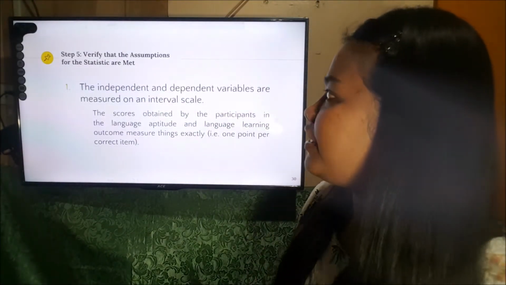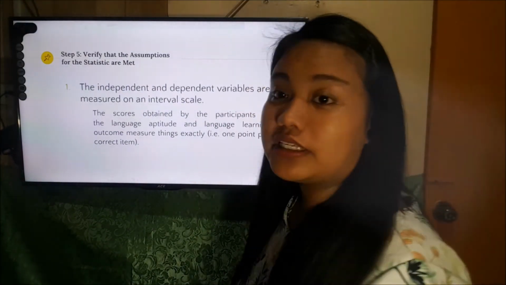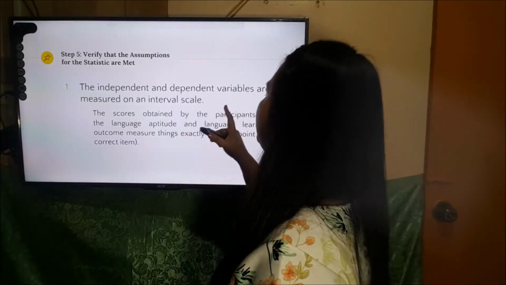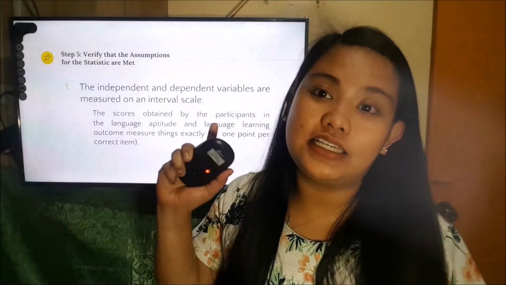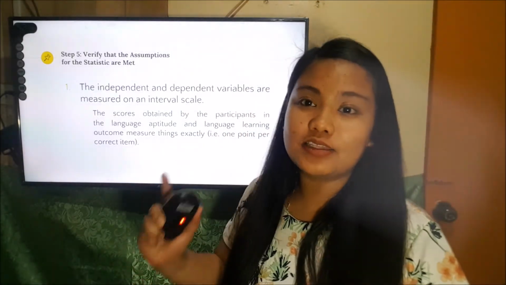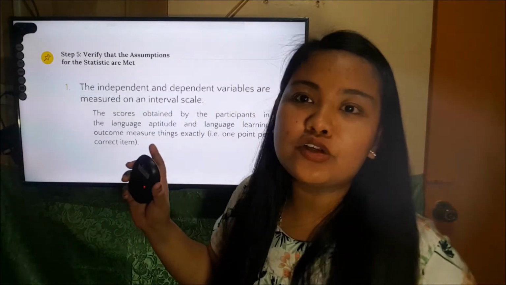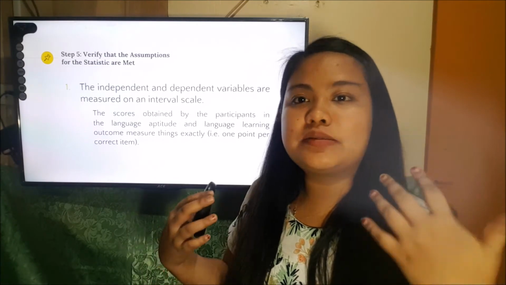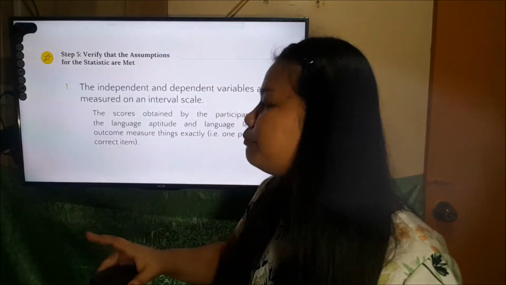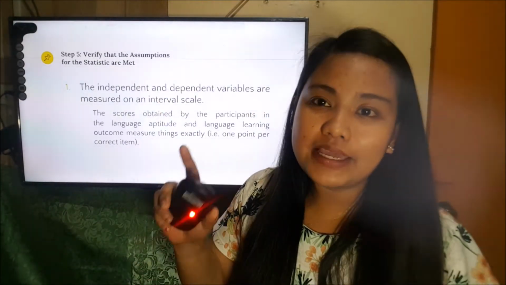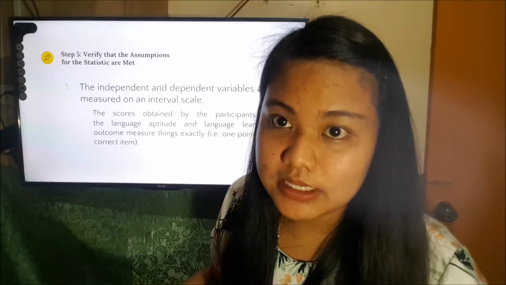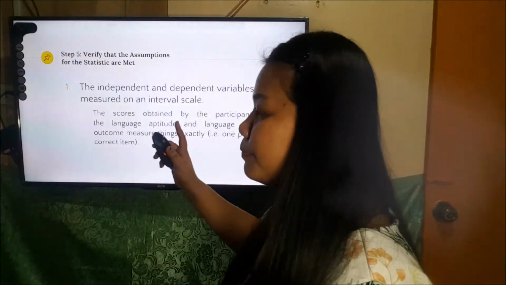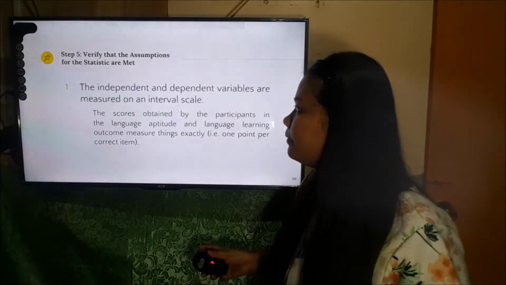For step 5, we have to verify that the assumptions for the statistic are met. So let us check. First, the independent and dependent variables are measured on an interval scale. And yes, the study adheres to this because the scores obtained by the participants on the aptitude test and the final test measure things exactly. We have 1 point per correct item, making it equidistant and therefore has mathematical properties to be used for our Pearson's r for our analysis of data.